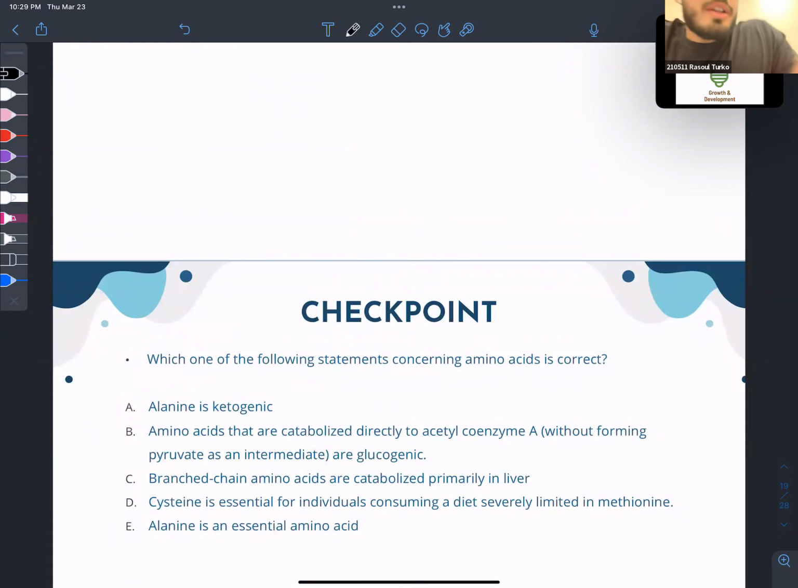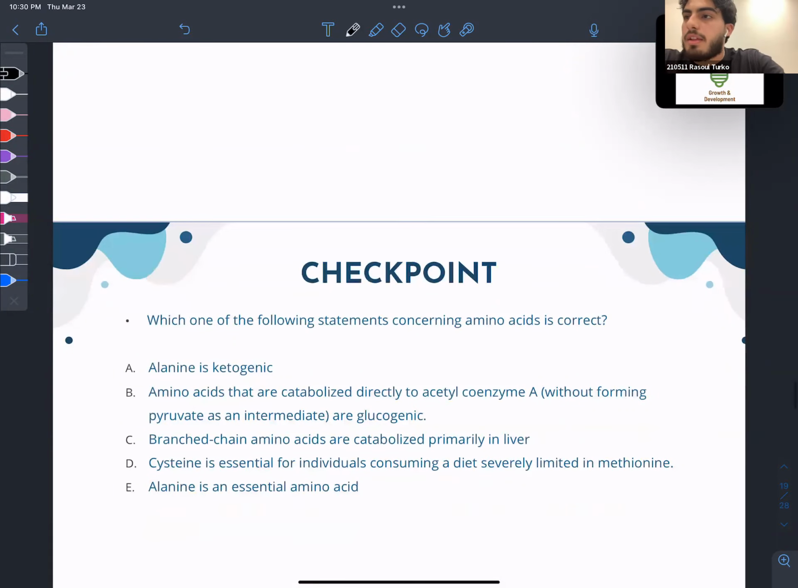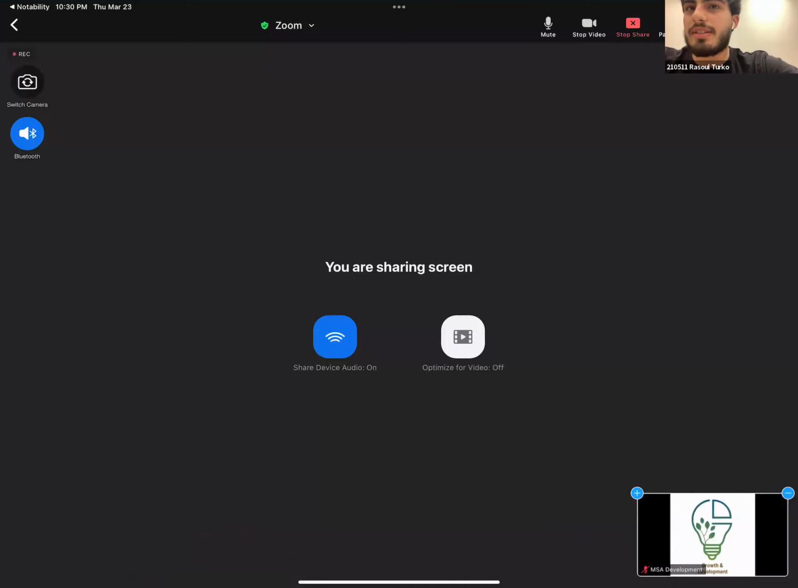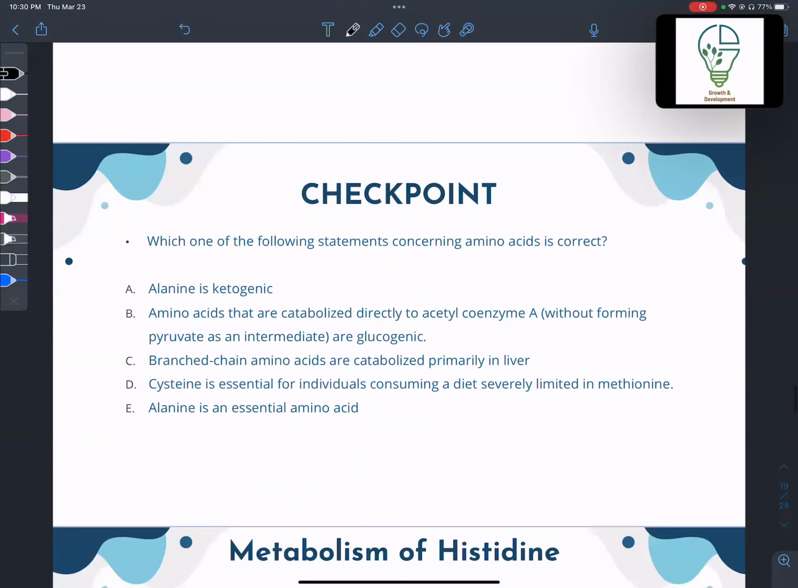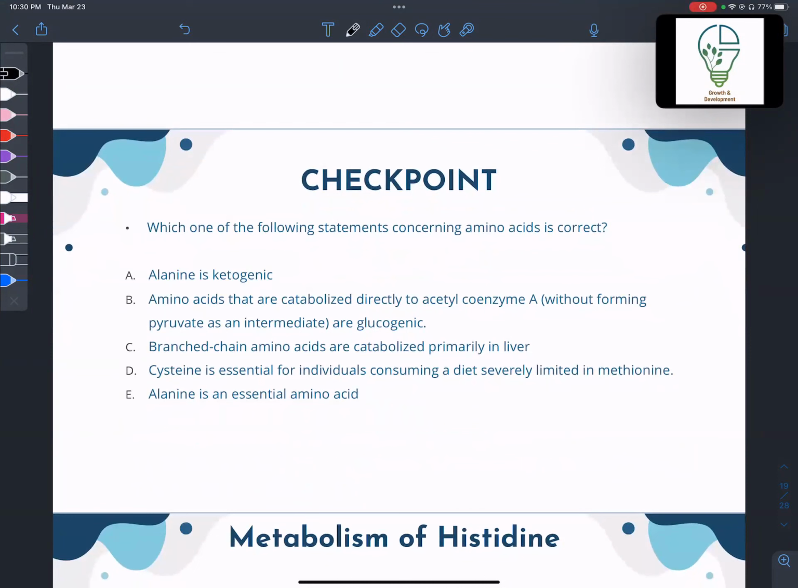Okay, we have another checkpoint here and another question. Which of the following statements concerning amino acids is correct? If you guys can look at it and tell me what you think. Anyone has an idea? Is there anyone typing, Zahra? No, still. Give them a minute. I think they're thinking. Okay.